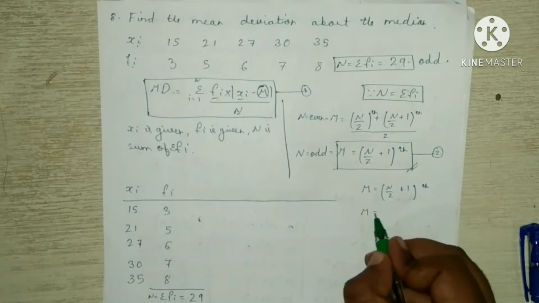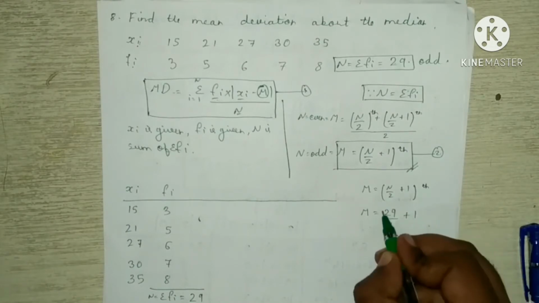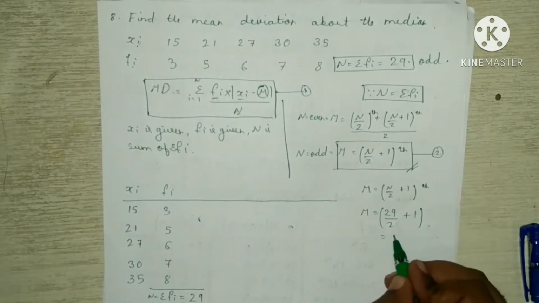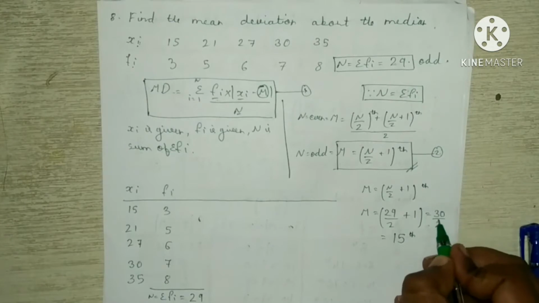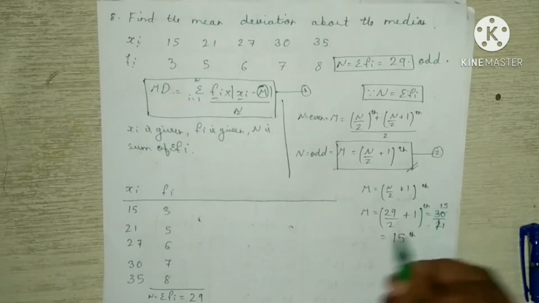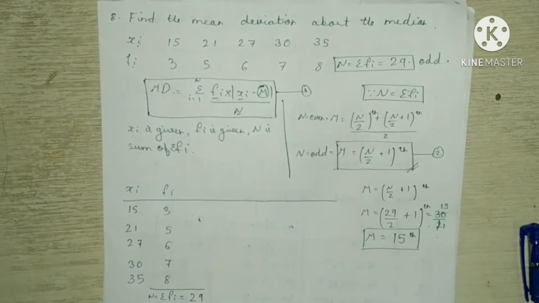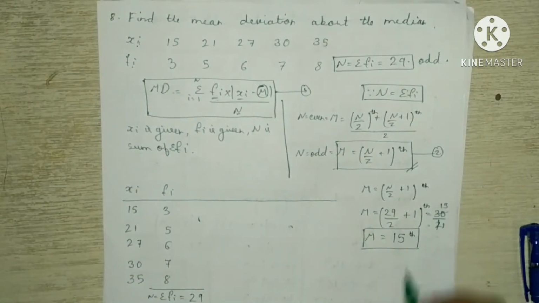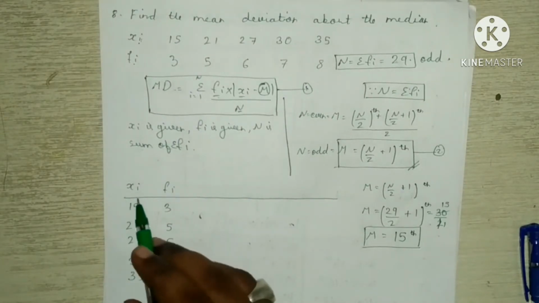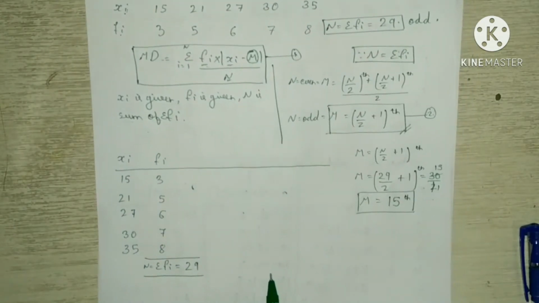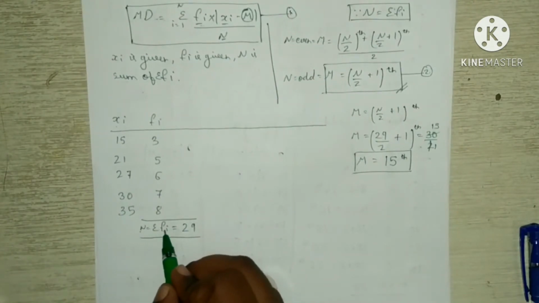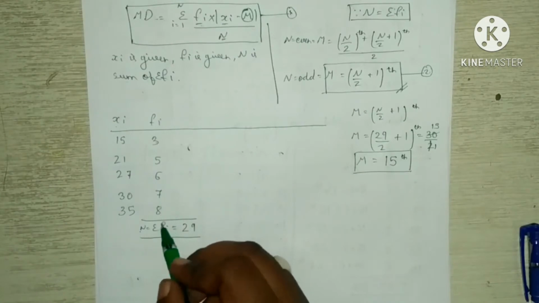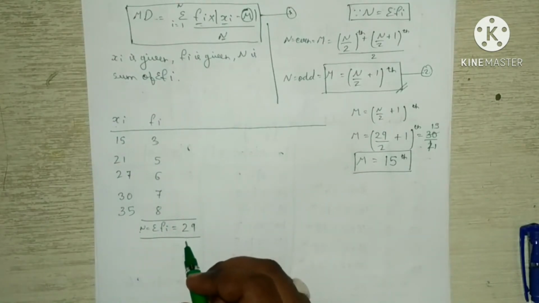M is equal to the (n by 2 plus 1)th term. With n as 29, 30 by 2 is nothing but the 15th term. So the median is the 15th term. Which is the 15th term? We need to simplify now. Let us get into the problem. Xi is given, fi is given. N is equal to the summation of fi: 3 plus 5 plus 6 plus 7 plus 8 is 29.